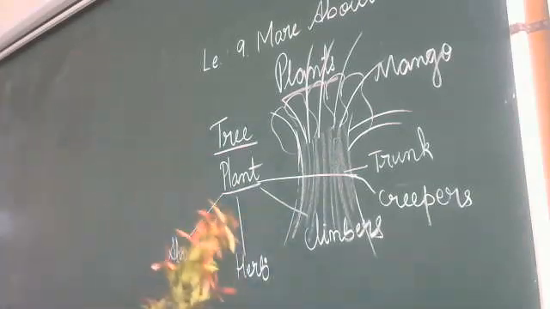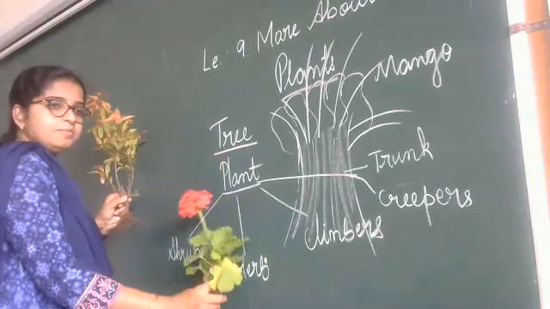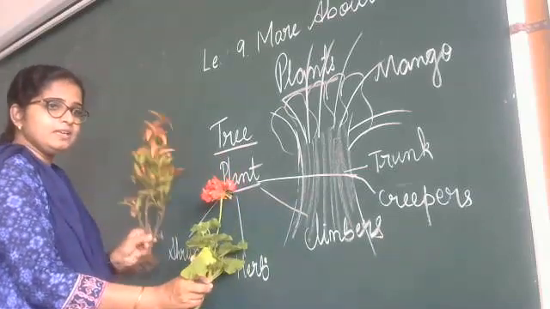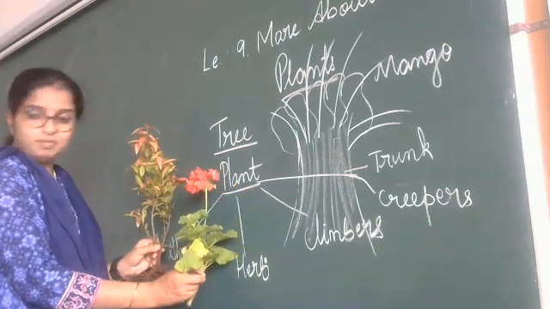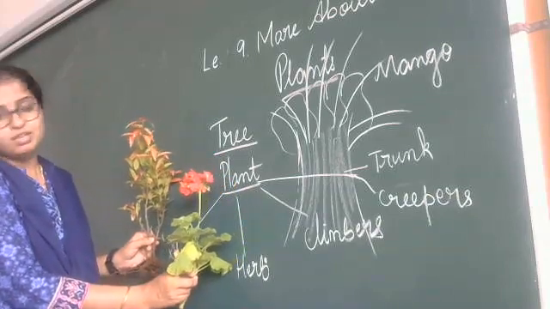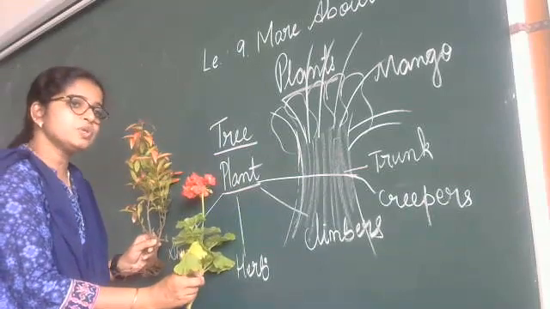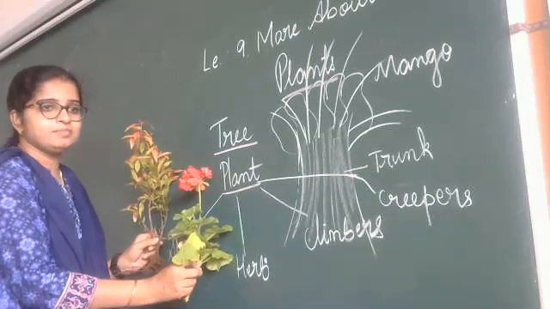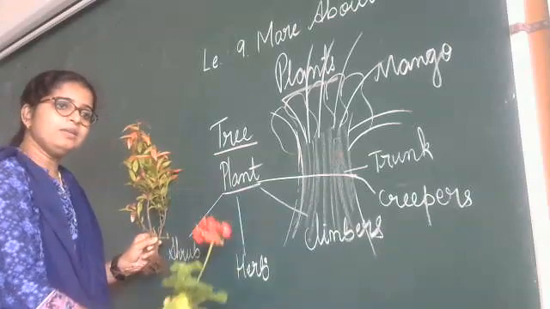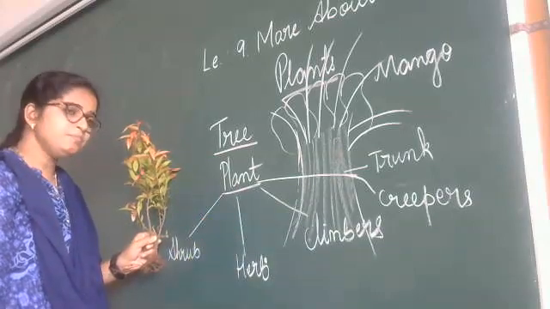But herbs, herb में क्या डिफरेंस है? shrub और herb में डिफरेंस क्या है? Herb is a small plant. Herb is also a small plant with green stem. Okay. Now tell me the example for shrub.